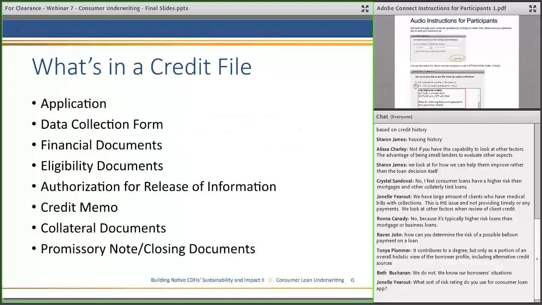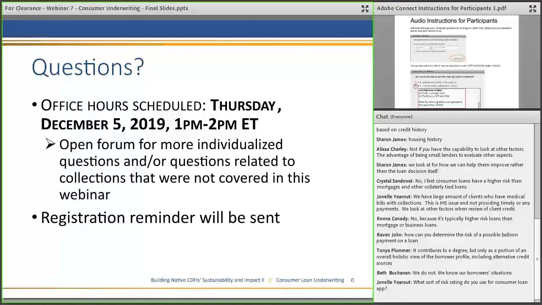And then here's a quick checklist for you of what's typically in a credit file: the application, any data collection that you've done, borrower's financial documents, demonstration of their eligibility. If you've pulled their credit or released their information somewhere, you want to have on file that they authorized you to do that. The credit memo itself showing that it's been signed by the appropriate authorities, any collateral documents, and then of course the loan documents themselves, the promissory note and loan agreement.